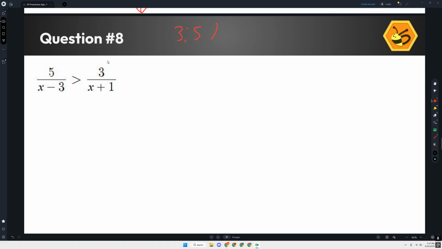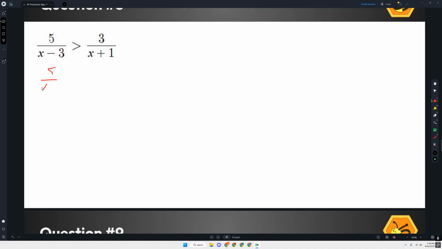You could compare the two sign charts, or you could just make them into one sign chart. Yeah, that's the easiest way. Subtract and set them greater than 0. So from that hint, it would be 5 x minus 3 minus 3 x plus 1 is greater than 0. That's your first step.